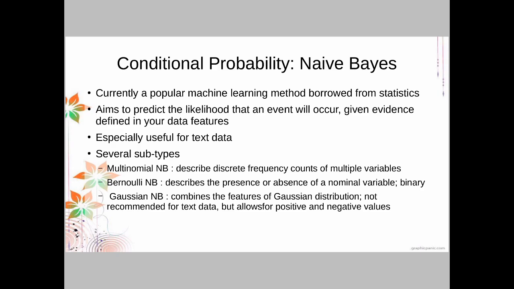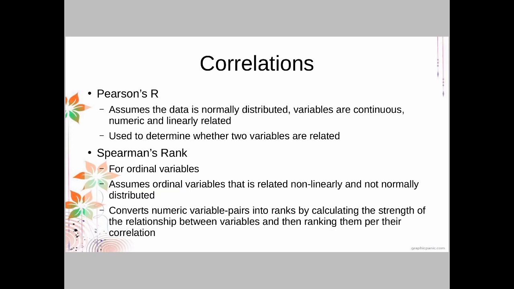And then you have Gaussian. It combines the features of the Gaussian distribution, basically the normal distribution in statistics. It's not recommended for text data, but it allows for positive and negative values. So you are applying the normal distribution with the naive Bayes application. And since the normal distribution deals with continuous data, not categorical, it's not really good for text data, which is categorical data.